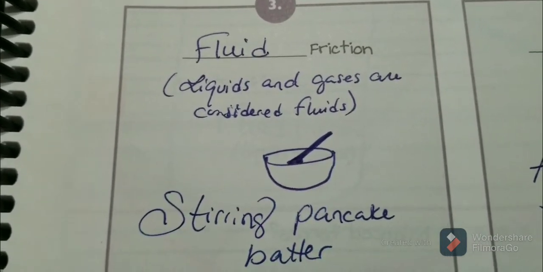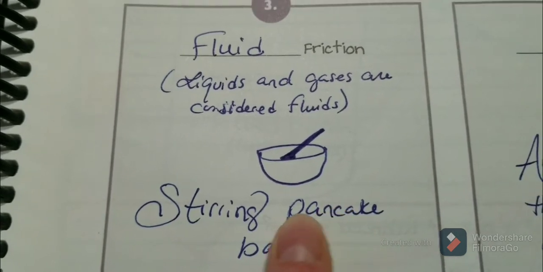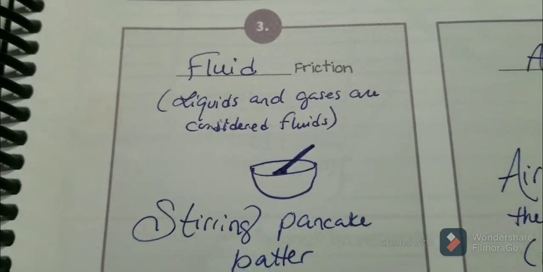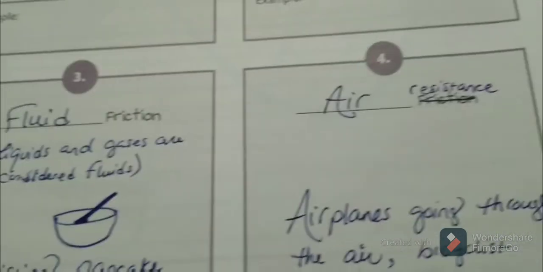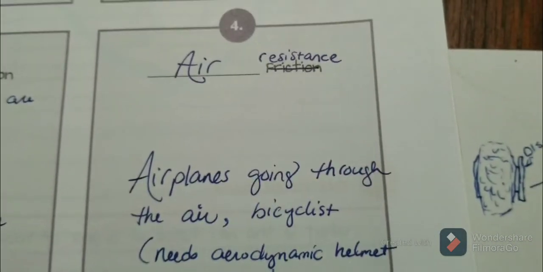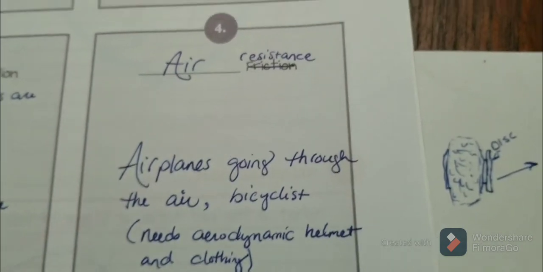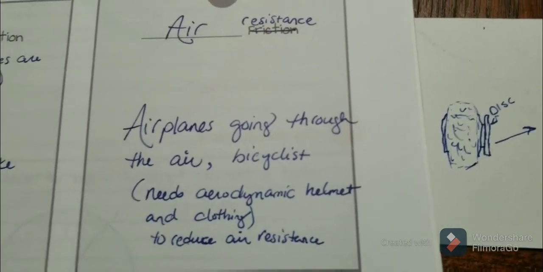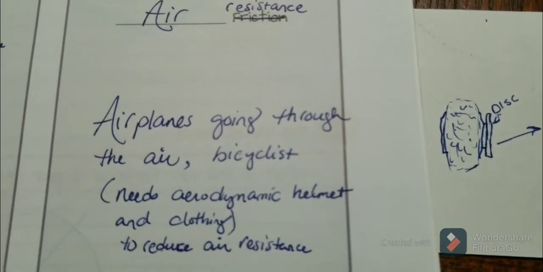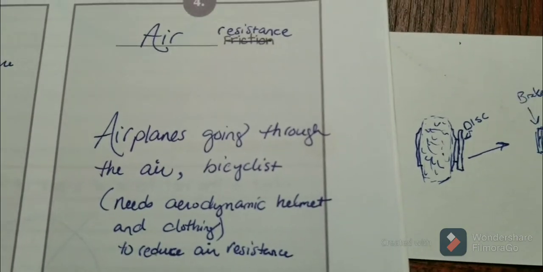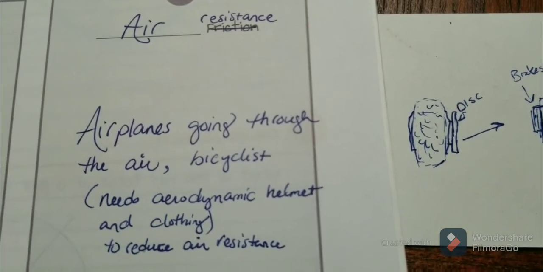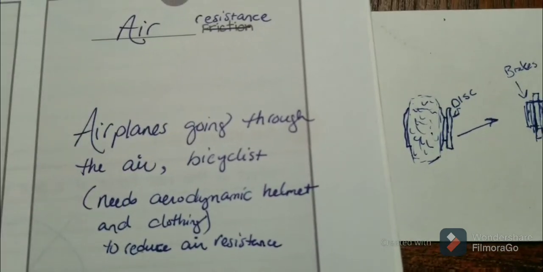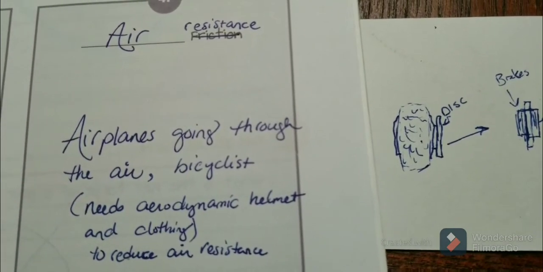So like they said, stirring any kind of batter that's somewhat liquidy would be the friction you're feeling in fluid friction. So that's what that is. And air resistance, you don't think of any resistance going through the air. However, what you're wearing and how the airplane is shaped does make a difference on your air resistance. And so when you need an aerodynamic helmet or clothing, that's to reduce air resistance so you can get through the air without having resistance.